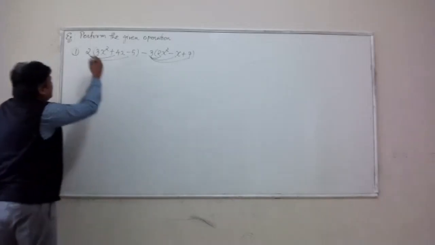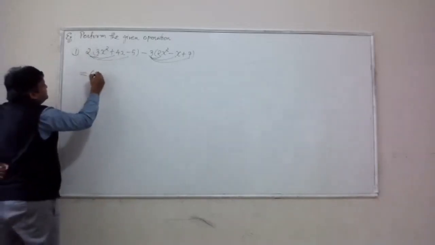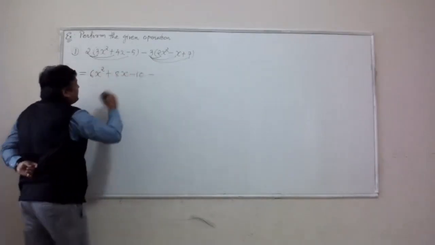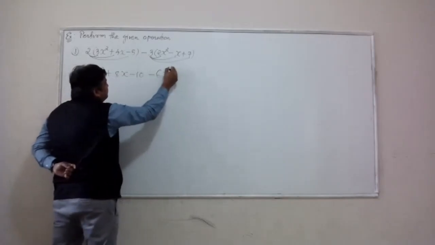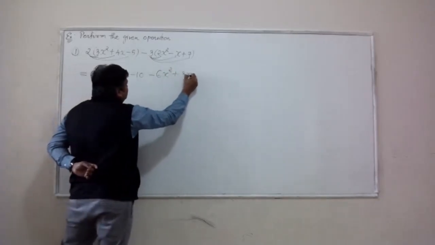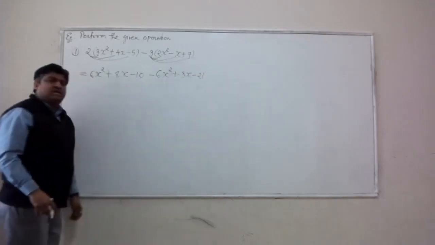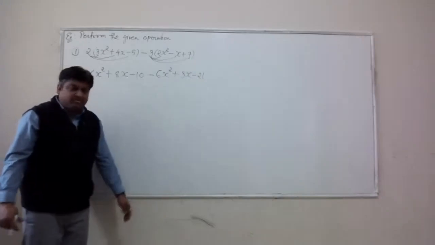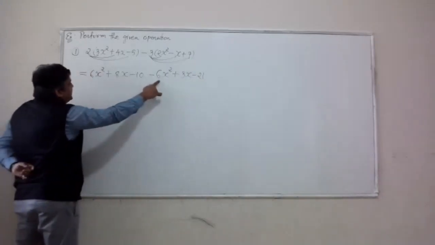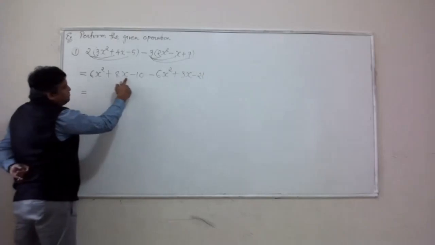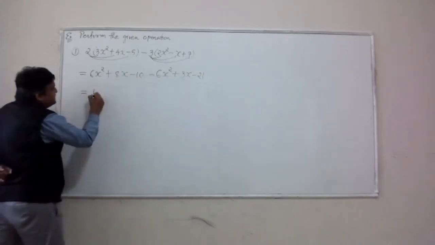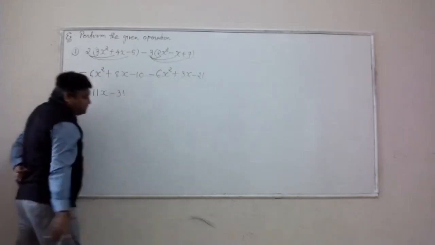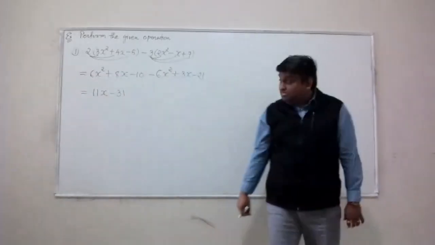Let's do that. I get 6x squared plus 8x minus 10 minus 6x squared plus 3x minus 21. Looks like we have three sets of like terms here. I want you to simplify them. Look, 6x squared minus 6x squared, that's 0x squared. 8x plus 3x, that's 11x. And then -10 minus 21, that's -31. And that's pretty much it, right?